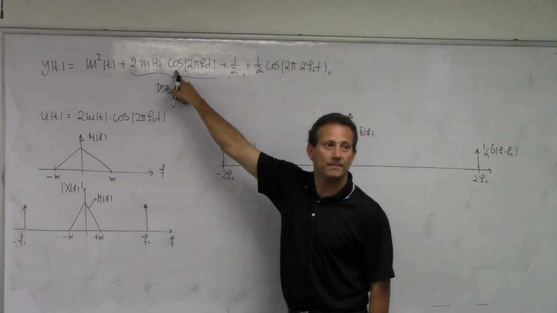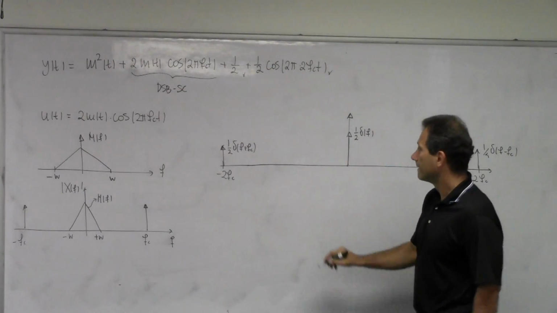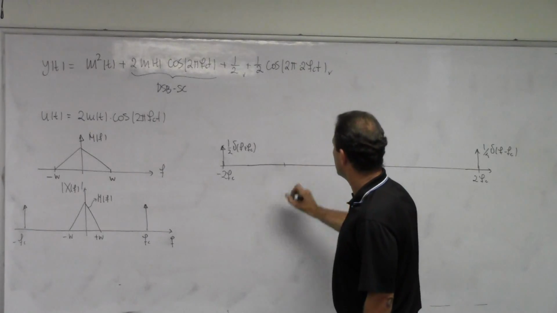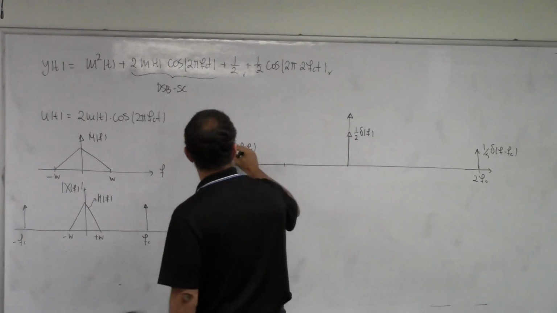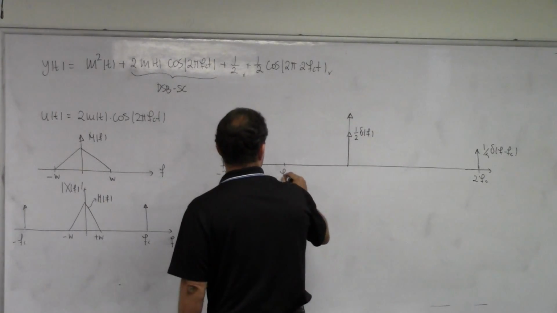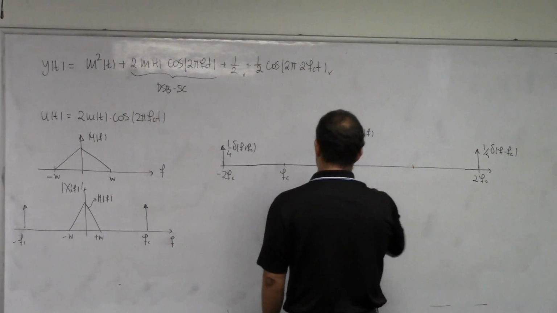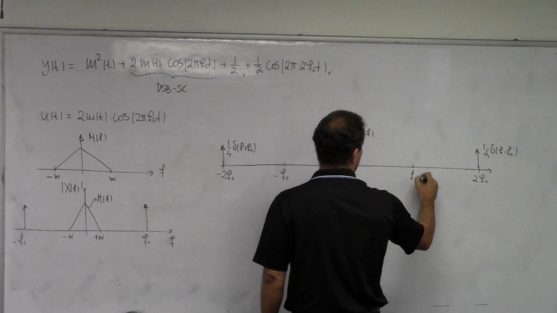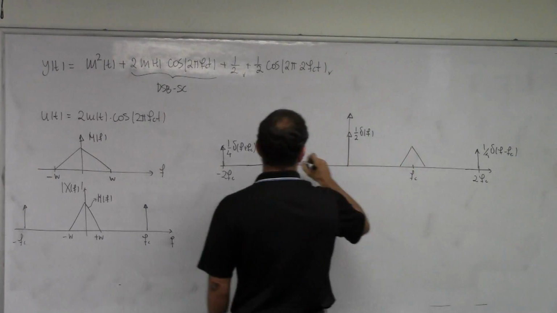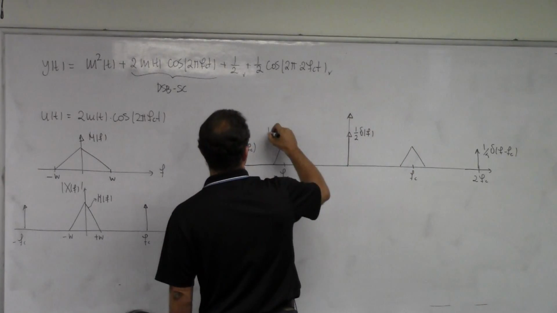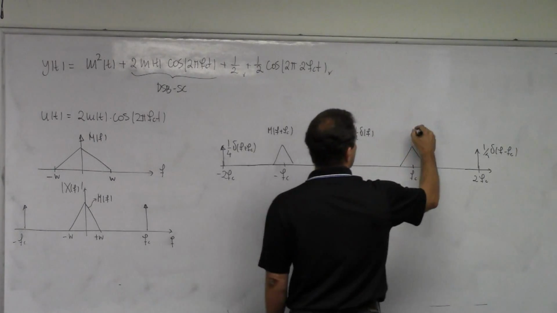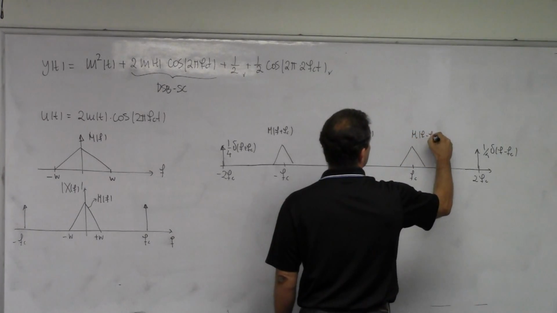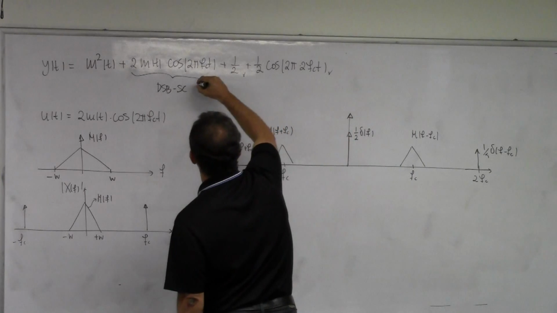How about this one? It's a quarter, at 2W and minus 2fc, right? Yeah. Minus fc, and this is fc. So there is this guy. This is M(f + fc), and this is M(f - fc). So that takes care of this one.